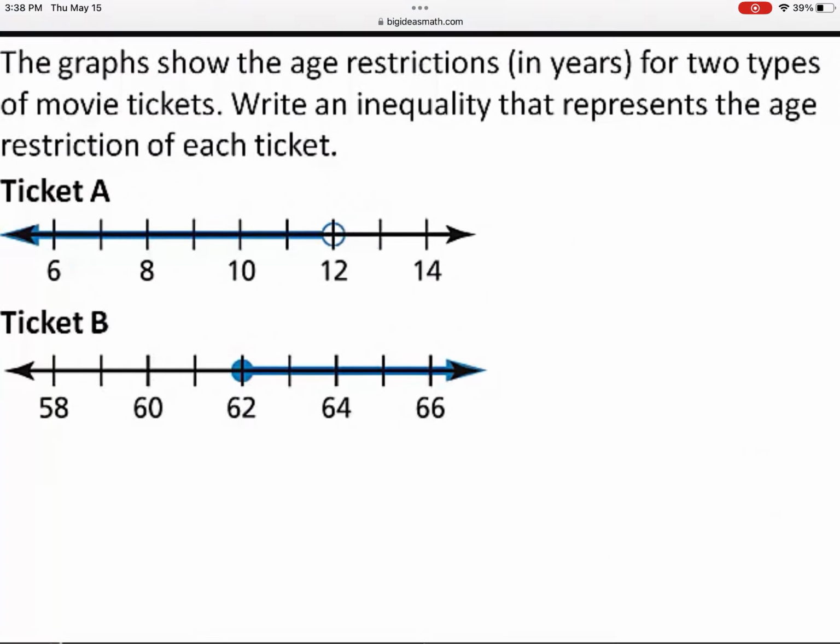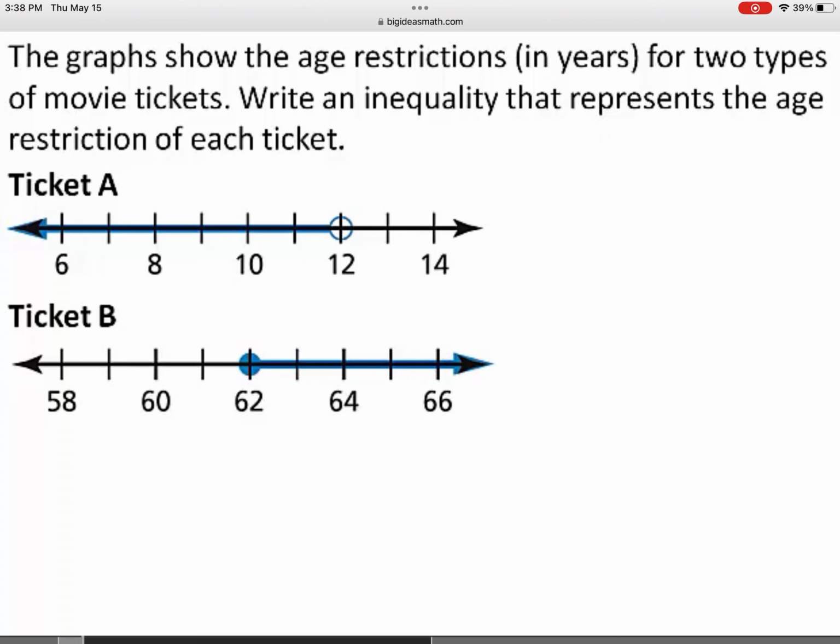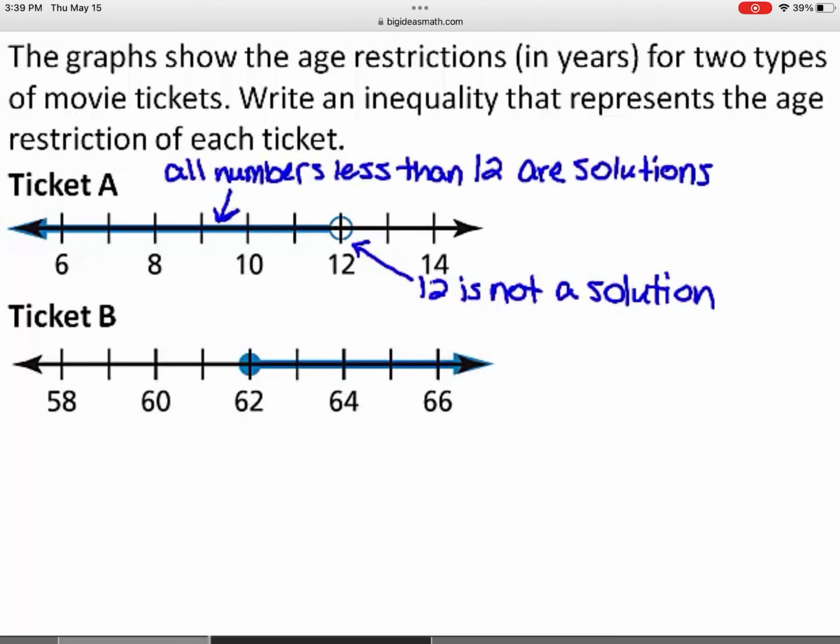The graph shows the age restrictions in years for two types of movie tickets. Write an inequality that represents the age restriction of each ticket. First, write an inequality that represents the age restriction of ticket A. The open circle means that 12 is not a solution. Because the arrow points to the left, all numbers less than 12 are solutions. So a is less than 12 represents the age restriction for ticket A.